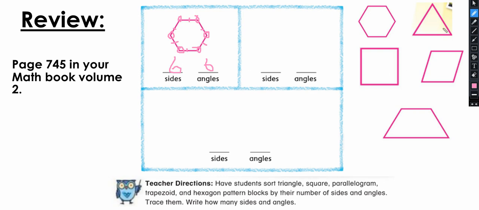Look at the next shape. How many sides, how many angles? Look at these, so sort them. If they have the same amount of sides and angles, you will draw them here. If you find a shape that has a specific number of sides and angles that is only one, you will keep it here. Okay, so do that now. Pause the video and then continue with the lesson.